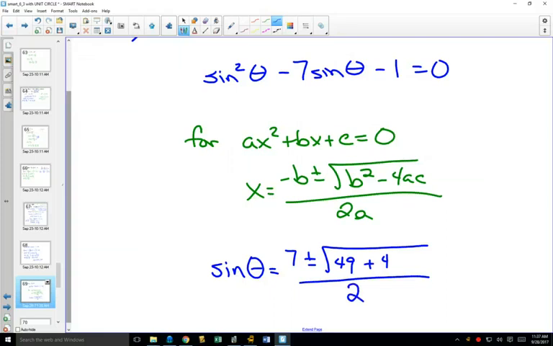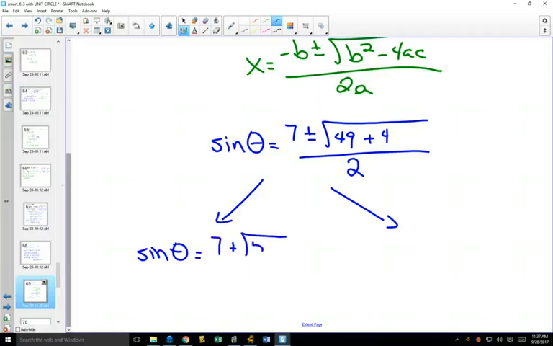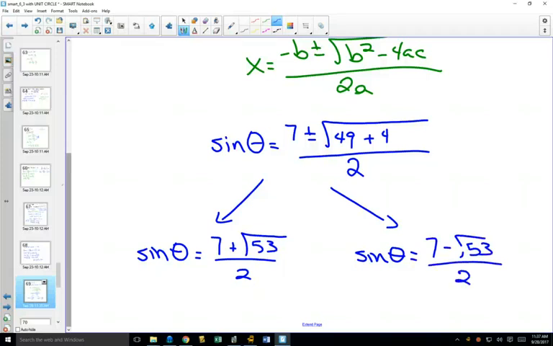And this means you have two possible answers for sine. Here's your first one. Sine of theta is 7 plus the square root of 53 over 2. And your second one, sine of theta equals 7 minus the square root of 53 over 2. First one doesn't look like it.